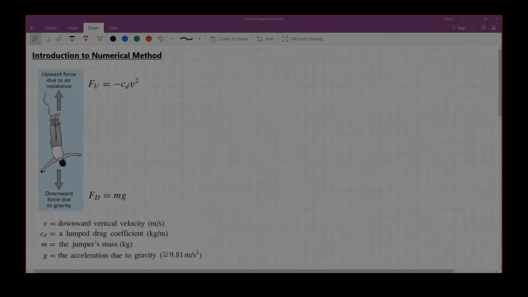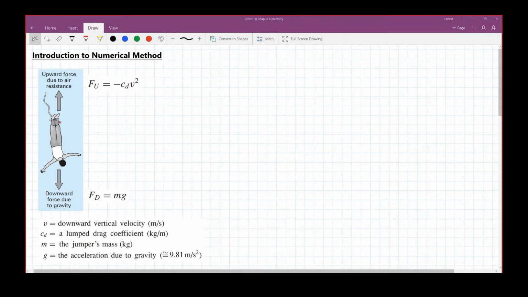So for example, you are bungee jumping. How I wish I could bungee jump right now. Okay. So because of the size of the person like this, there are two forces acting on the person.